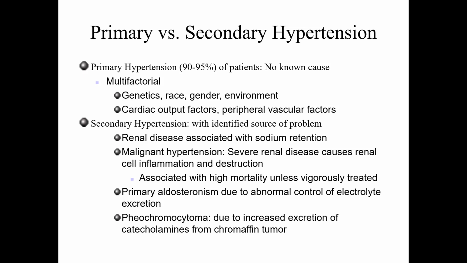Malignant hypertension: when you have severe renal disease, it causes renal cell inflammation and destruction. Primary aldosteronism is due to abnormal control of electrolyte excretion, and pheochromocytoma is due to an increased excretion of catecholamines from a tumor. So there are primary reasons where there's just something wrong with controlling the blood pressure directly, and secondary means that something else in another organ system is affected in the body, and that's causing hypertension to arise.